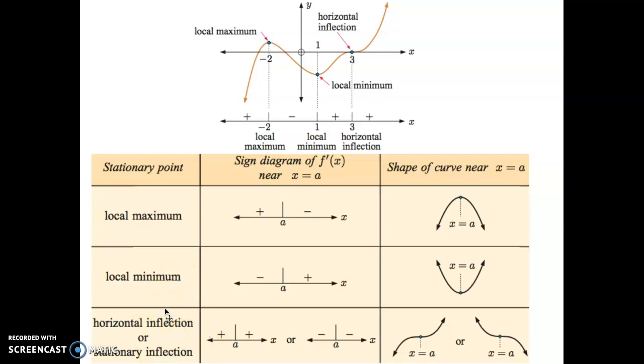Now, those of you who are planning to go from this class into pre-calculus and calculus will spend a lot more time talking about inflection points. Here in this class, we're just going to kind of introduce the idea.